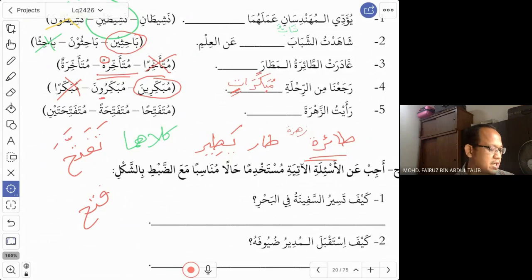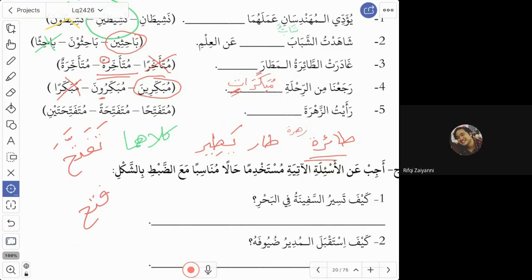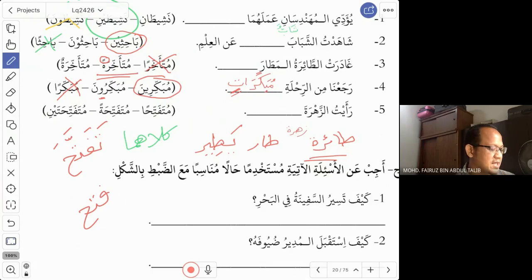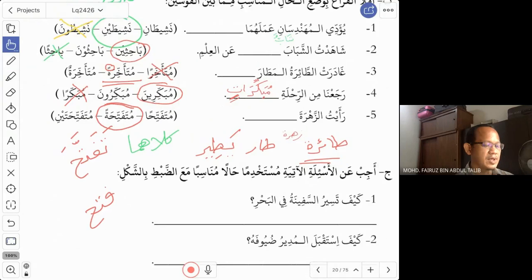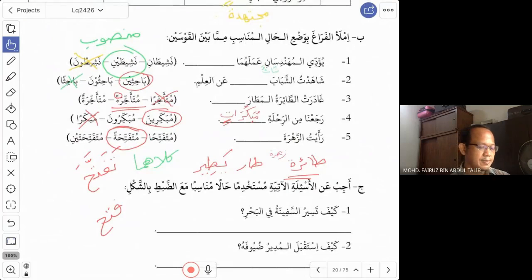So then, where is the correct hal? Mutafattihatan. Of course, it must be mutafattihatan because it is muannas. So this is the only correct answer. Mutafattihatan. So we say ra'aitu zahrata mutafattihatan. Naam sahih. Okay, so this is al-tadrib al-thani, where we choose the correct hal.